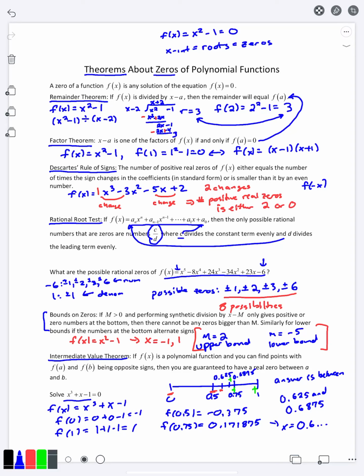So the intermediate value theorem is a pretty useful theorem to try to solve problems by a computer program, but it's really long and tedious to try to do by hand. So it's a good thing to throw in there, but it's not something great for me to have you do on a test. Okay, so this is an overview of all these theorems. In the next video, we're going to see how to use these to actually find the zeros.